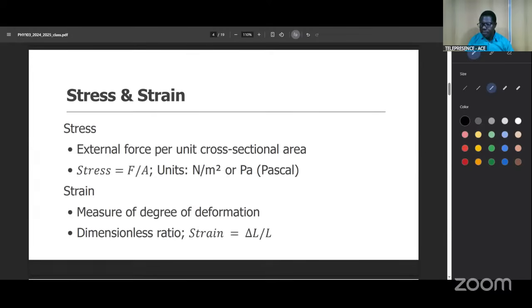This is not physics 101. It is physics 103, which is physics for biological sciences. Someone is asking, is it physics 101? It is physics 103, not 101.